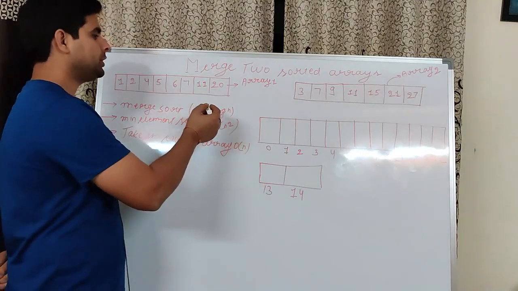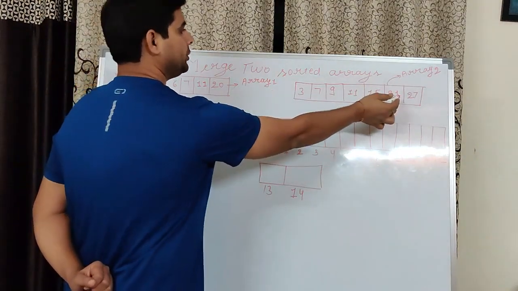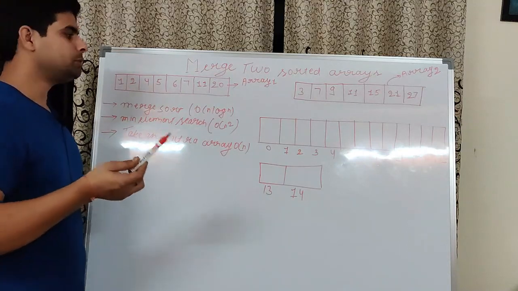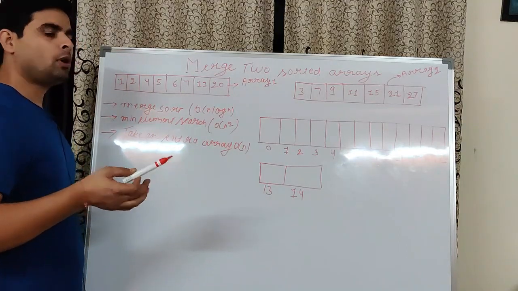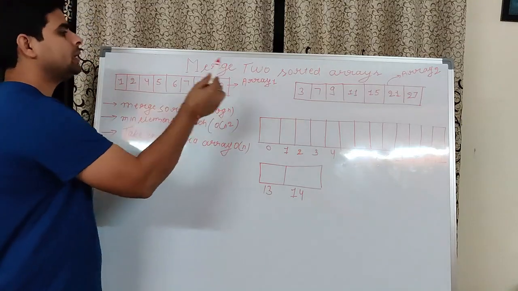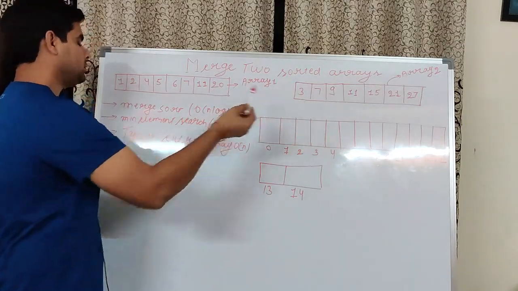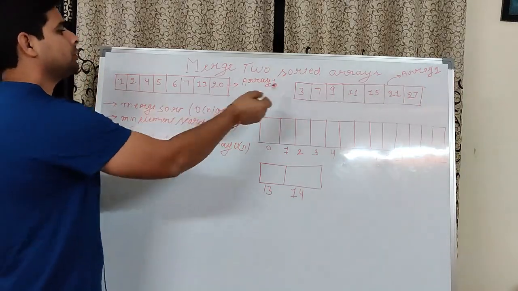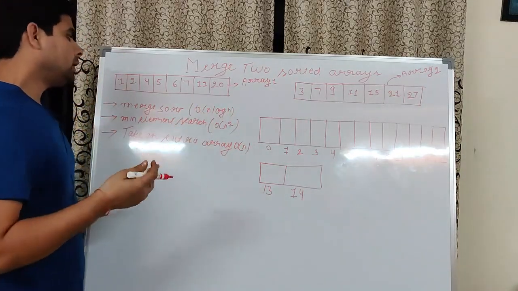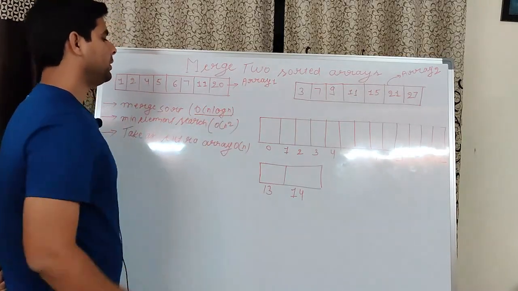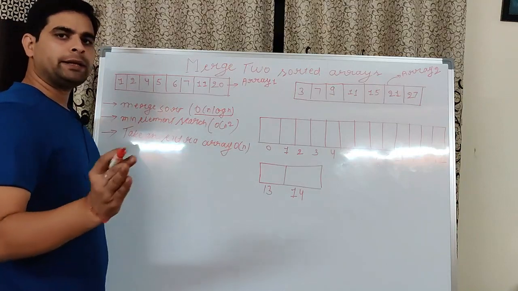Here we have two sorted arrays. This is array 1 and this is array 2. So these two arrays are sorted. In order to solve this programming problem statement, we can solve it in three ways. One is if we directly apply merge sort on these two arrays, so we can directly sort them. In that case, our time complexity will be order of n log n.